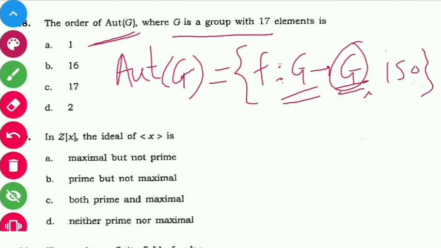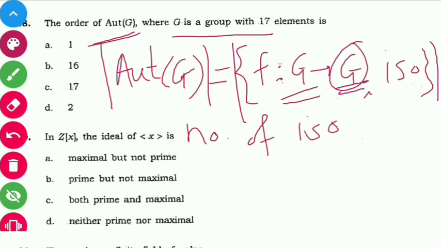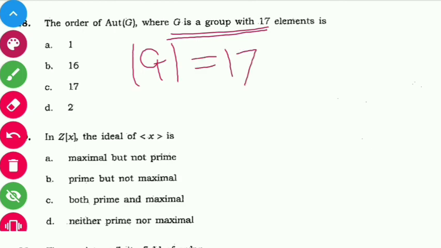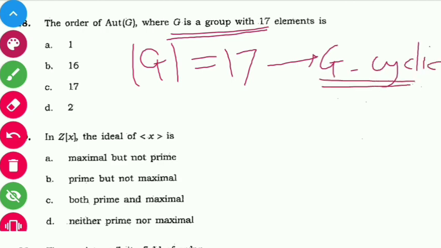So we just have to find out the order of this group. So for this, that means it is just same as the number of isomorphisms from G to G. Okay. So just look at the isomorphism. ठीक है, अब क्या दिया है? G is a group with 17 elements. So order of G is 17, right? 17 is a prime, so this implies G is cyclic because every group of prime order is cyclic. ठीक है, 17 is prime, so this is cyclic.